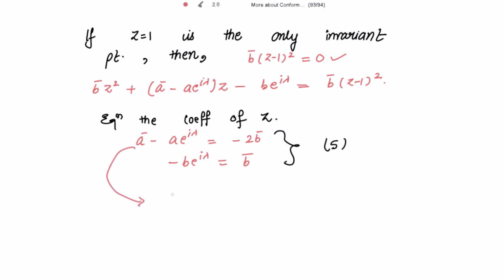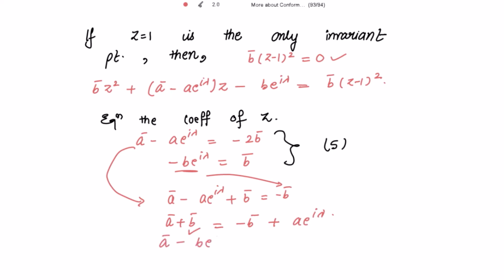Now I can write this first equation as a bar minus a e to the power iota lambda plus b bar equal to minus b bar, putting the value of b bar on the right hand side only. So I get a bar plus b bar equal to minus b bar plus a e to the power iota lambda, and also putting the value of b bar over here, we get a bar minus b e to the power iota lambda equal to minus b bar plus a e to the power iota lambda, or a bar minus b e to the power iota lambda is equal to a e to the power iota lambda minus b bar. Please mark this as equation 6.